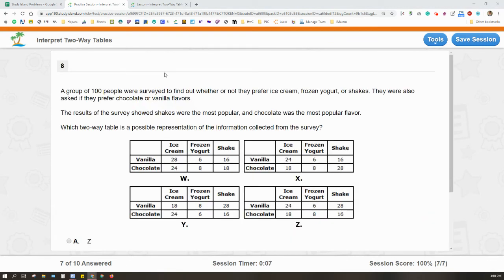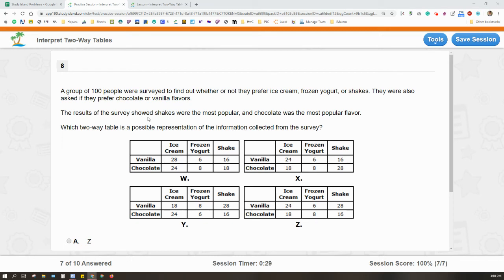Number 8, a group of 100 people were surveyed to find out whether or not they prefer ice cream, frozen yogurt, or shakes. They were also asked if they prefer chocolate or vanilla flavors. The results of the survey show shakes were the most popular, and chocolate was the most popular flavor. Which two-way table is a possible representation of the information collected in the survey?